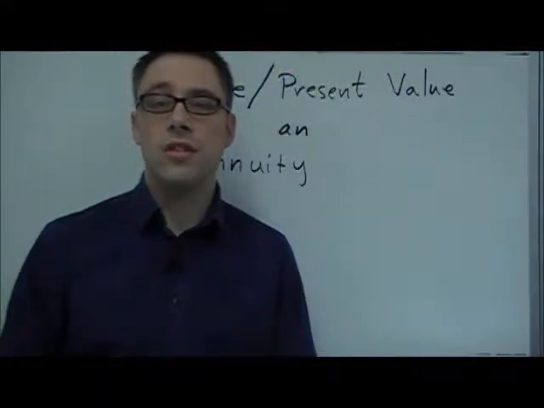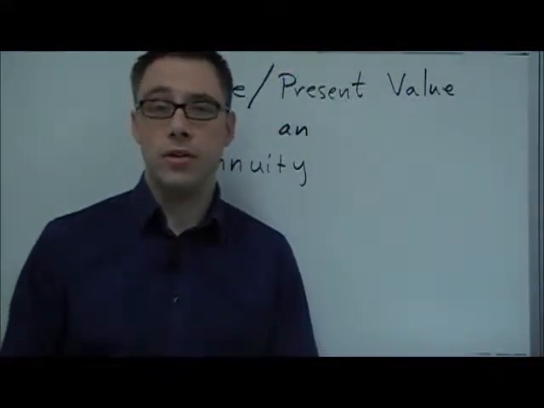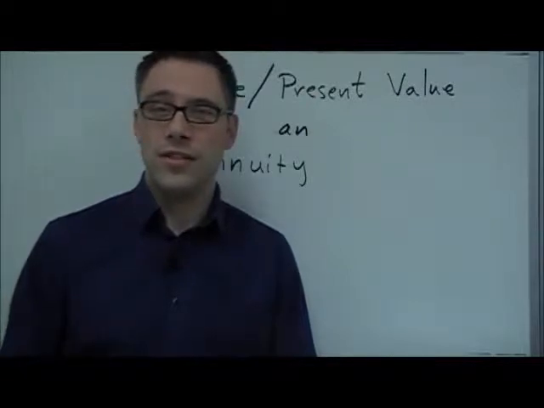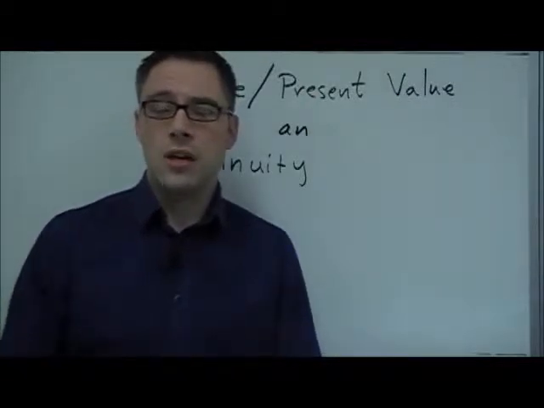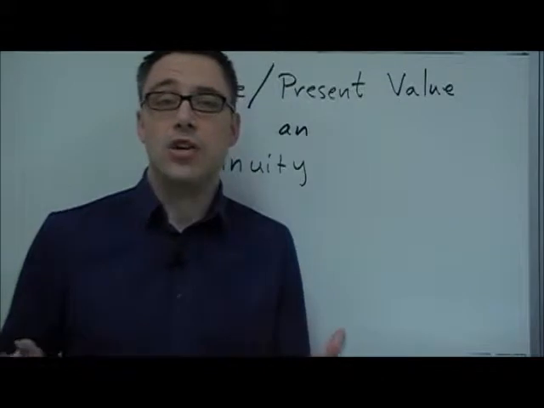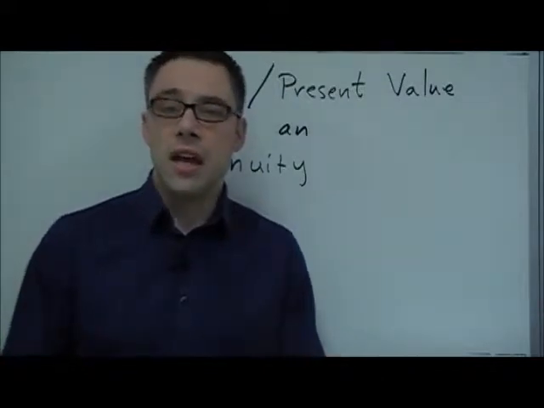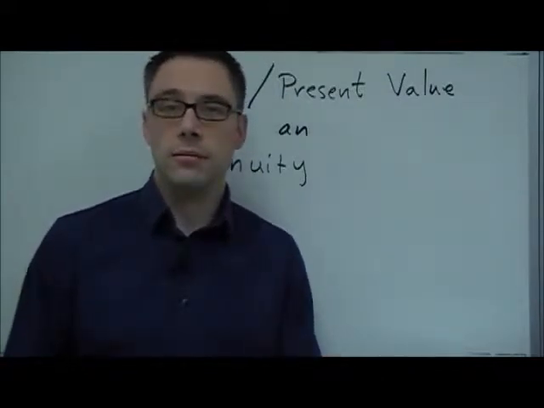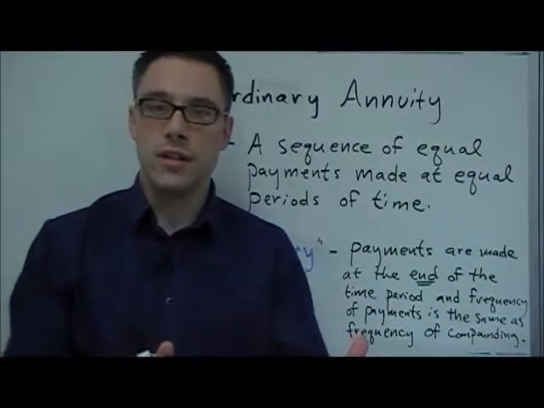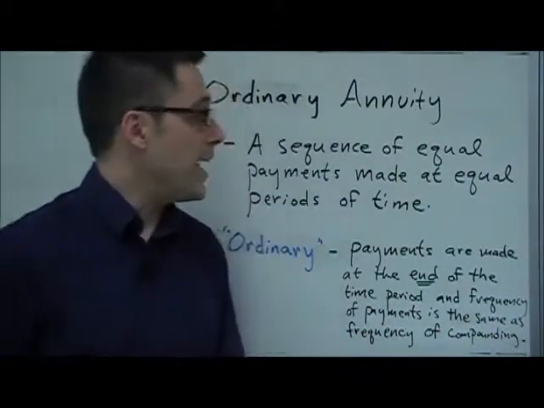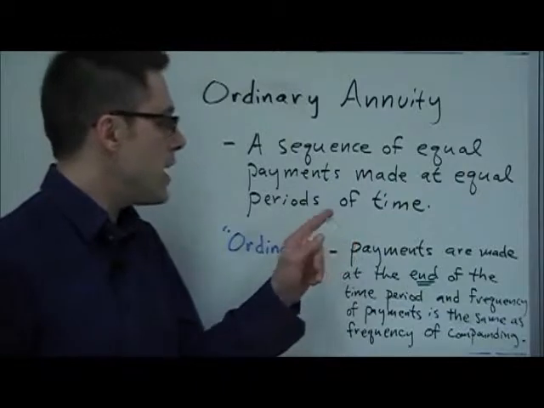In this video, we'll discuss the future and present value of an annuity. Before we actually get to computing those values, let's first talk about what an annuity actually is and how we can represent an annuity mathematically. An annuity is defined as simply a sequence of equal payments made at equal periods of time.